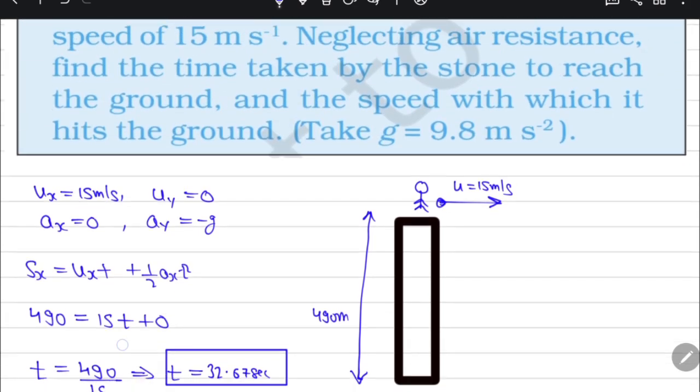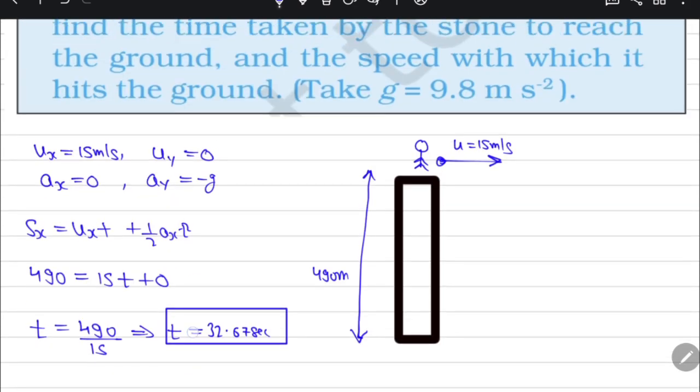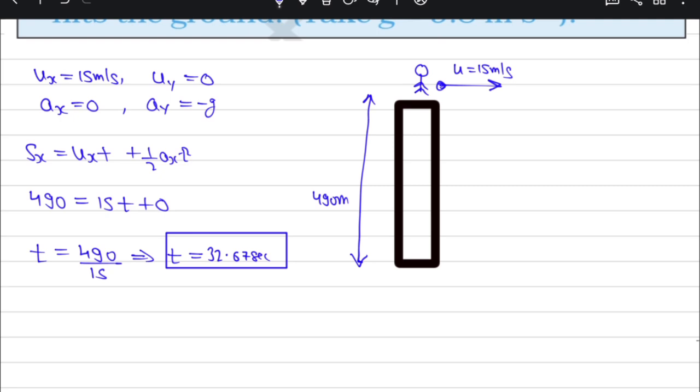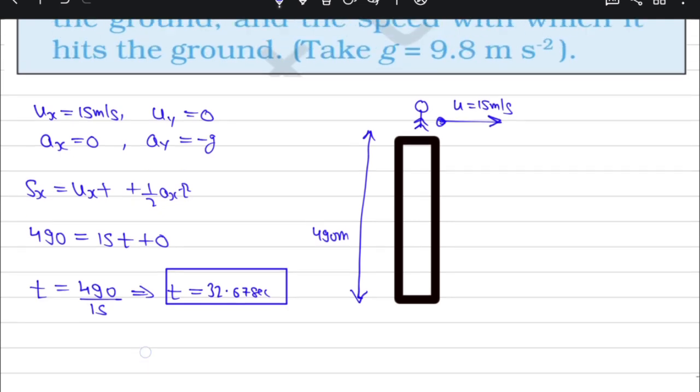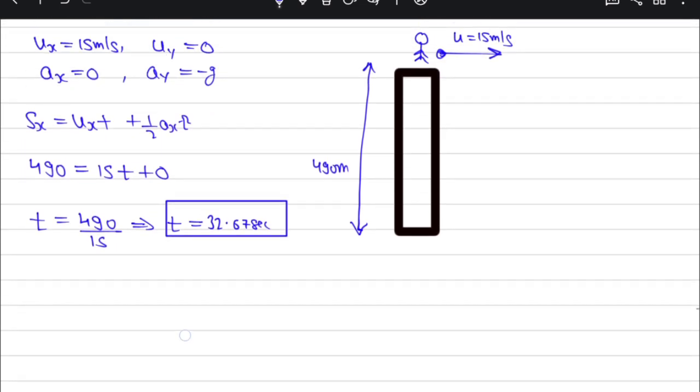Now our next task: at what velocity does it hit the ground? So we have to find the velocity. How can we find the velocity at which it hits the ground? We have to find the velocity in x direction and the velocity in y direction. Vx is equal to ux plus ax into t, so Vx is equal to 15, since acceleration in x direction is 0. Actually, the velocity in x direction remains constant.